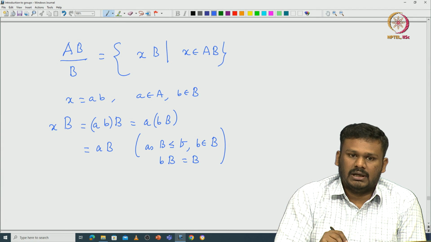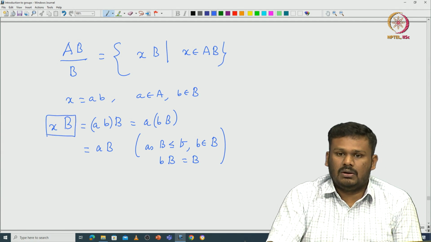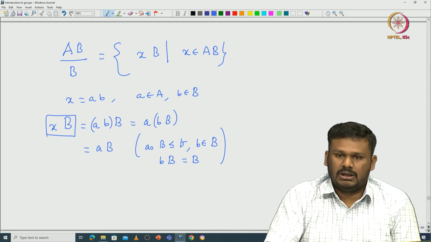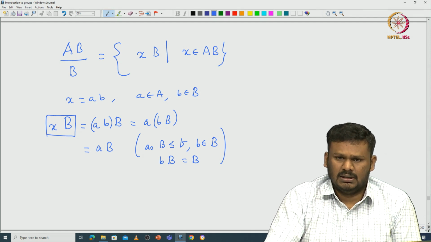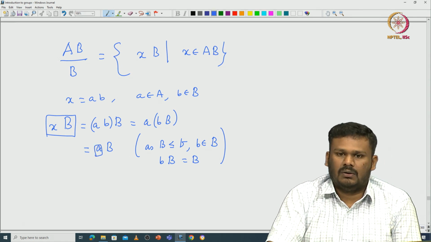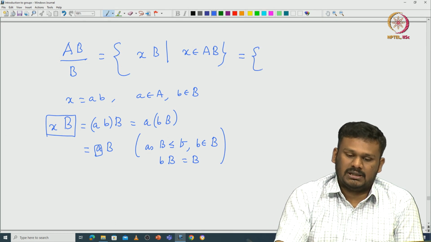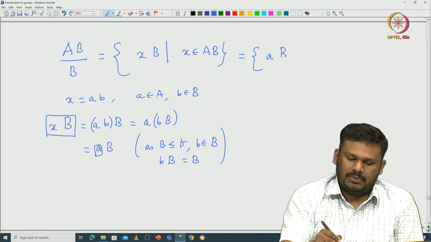So that means any coset corresponding to this capital B, that is xB, is going to be represented by an element of capital A only. So this can be reparameterized as aB, a coming from capital A.